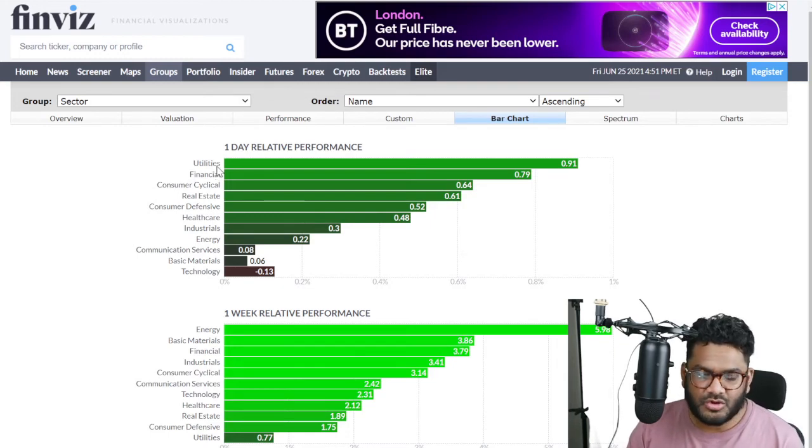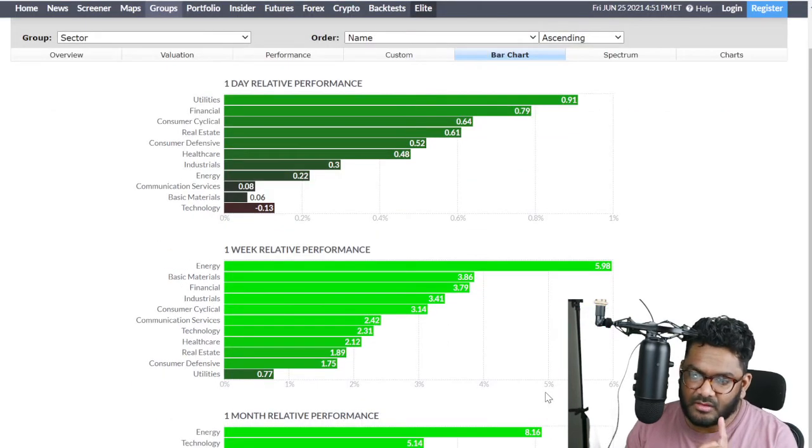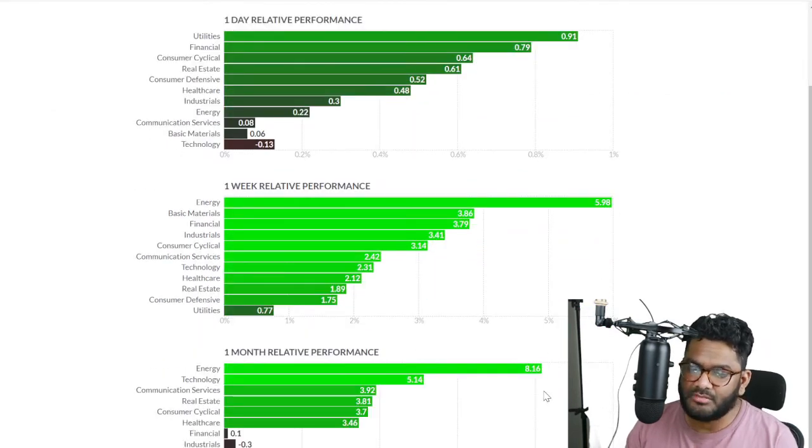If you want to know how that happens, when we go back to the screener, I will tell you how to find this particular utility that worked very well today. But if you go back and check the weekly, monthly and 3-month relative performance, we have a different story here.